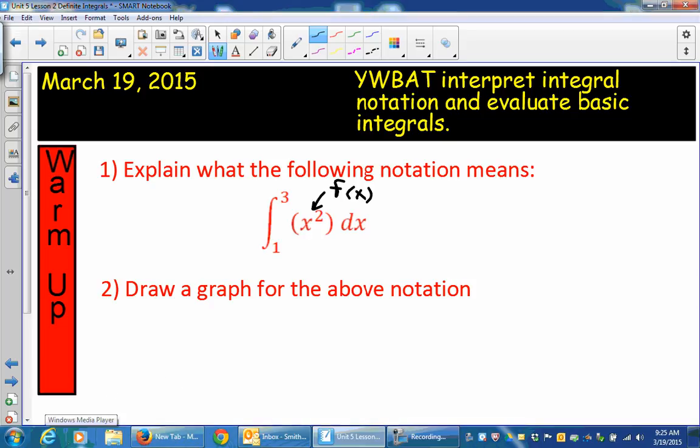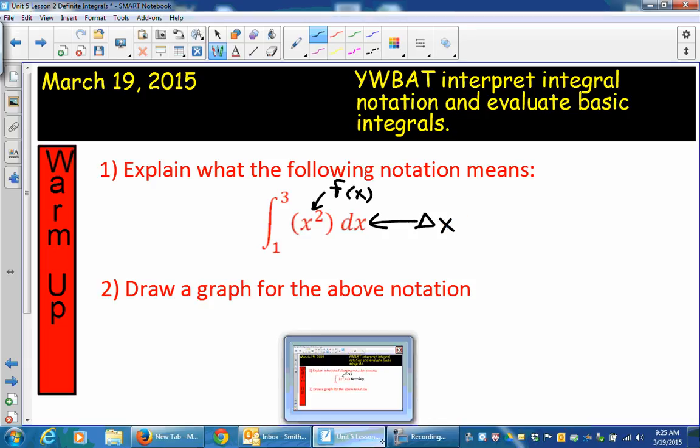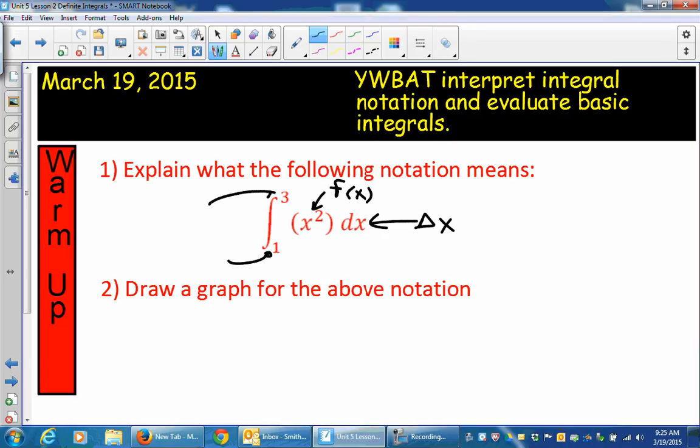Okay, so x squared is a function. Nancy? The x is the change of x. This is your change of x. Kevin? 1 and 3 already. That thinking, yeah. This is your integral.